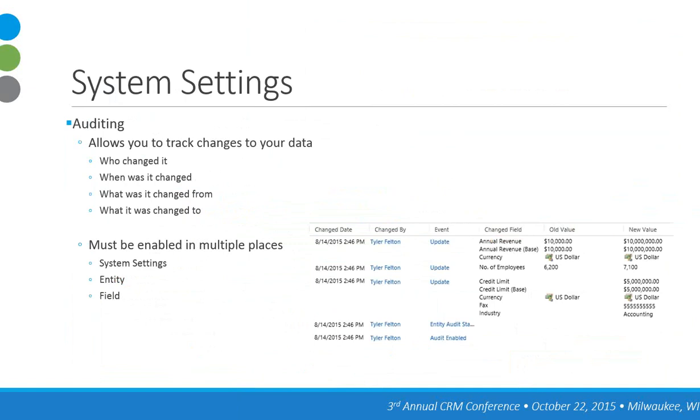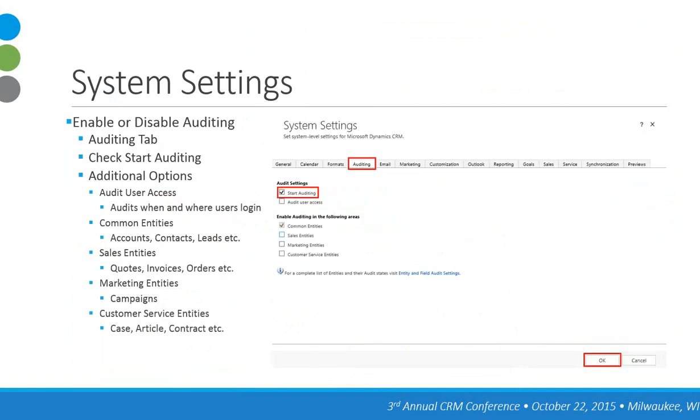Now for this option to be on, you want to enable it in multiple places. First, you'll want to enable it in the system settings so it's on globally. Then you kind of have to drill down to the specific entity or record type in your system and turn it on, and then you also want to turn it on for specific fields. So it gives you a lot of flexibility to only audit specific items that you need to. In this section, we'll just show you how to turn it on globally.